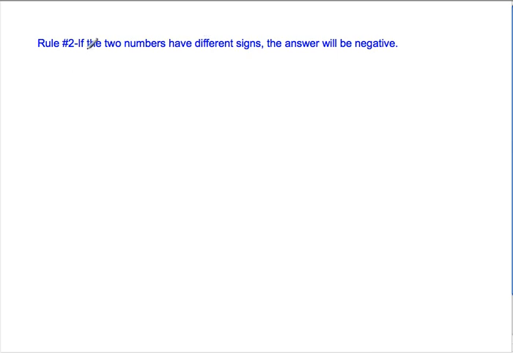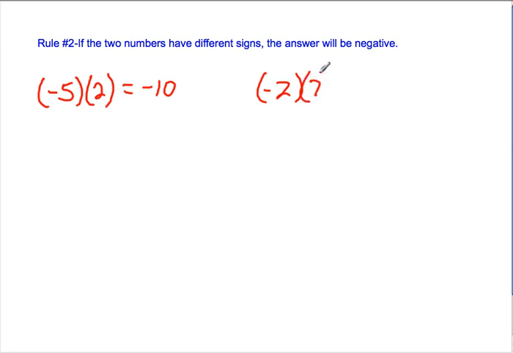Alright, rule number two. If the two numbers have different signs, the answer will be negative. So, for instance, negative 5 times 2, two different signs. One of them's negative, one's positive. The answer is negative. It doesn't make a difference which number is bigger. The negative number could be smaller, the positive number could be bigger, but since the signs are different, the answer will always be negative.